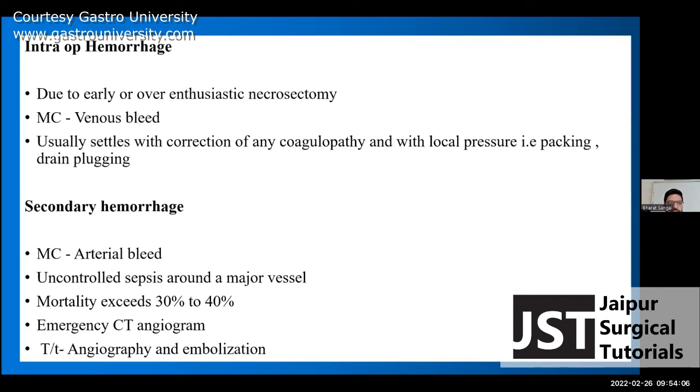Secondary hemorrhage usually occurs after the patient is in the ICU. The most common cause is an arterial bleed because of uncontrolled sepsis around a major vessel. In this, the mortality exceeds 30 to 40%. In such cases, an emergency CT angiogram should be done, and an angiography with embolization should be done.